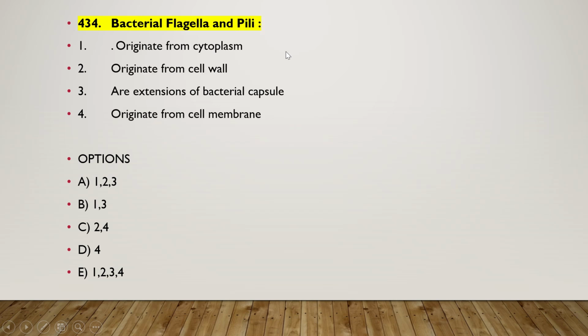Okay, so move on to the next, that is: bacterial flagella and pili originate from cytoplasm, originate from cell wall, are extensions of bacterial capsule, originate from cell membrane. Right answer is option D. That is only 4. That is bacterial flagella and pili originate from cell membrane.